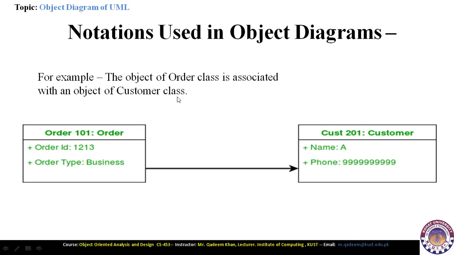This is an example of an association, which is one-directional. Here the order class is associated with an object of the customer class. There is customer 201 and this is order 101, so that means order 101 is associated with customer 201. Customer 2, this is the order and this is the customer.